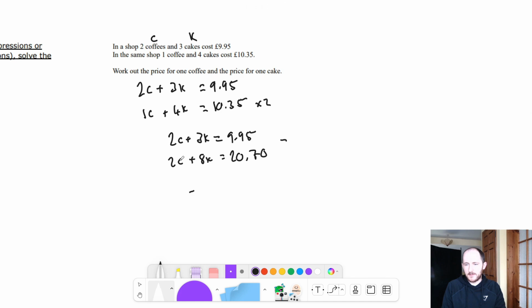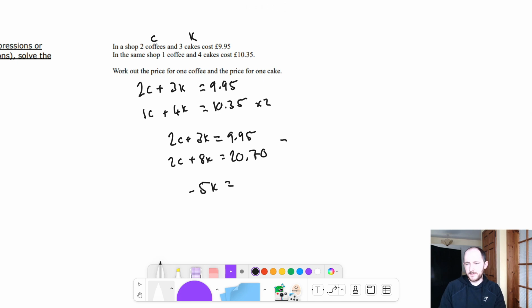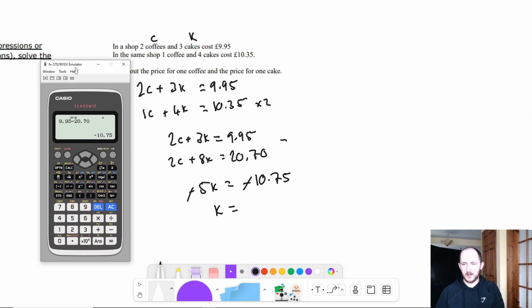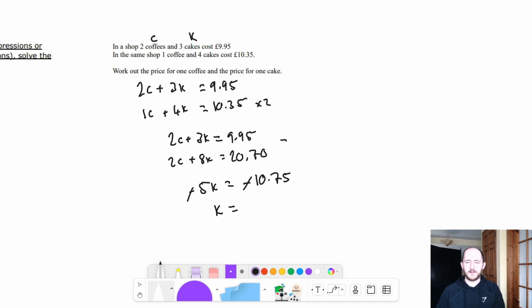So we have minus 5K equals, and then 9.95, whoops, 0.95 minus 20.70, which gives me minus 10.75. Because they're both negative, we can actually cancel out the negative signs and divide both sides by 5 in order to get our answer of £2.15 for a cake.